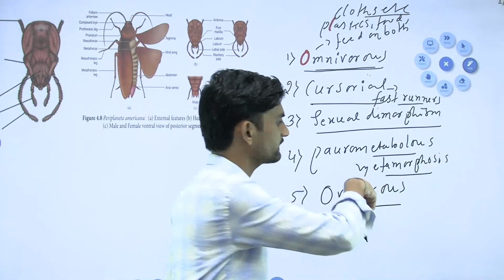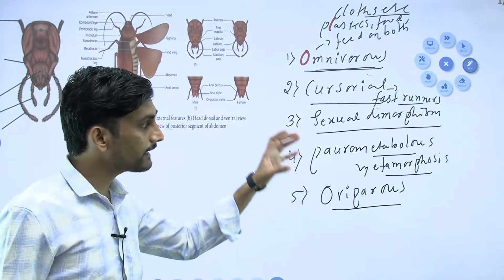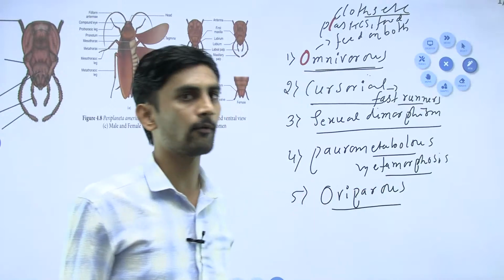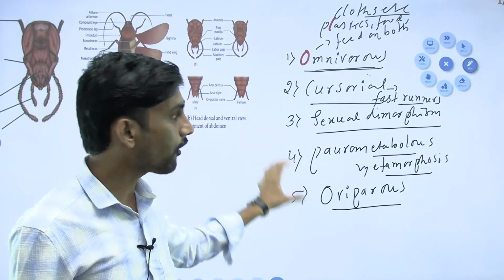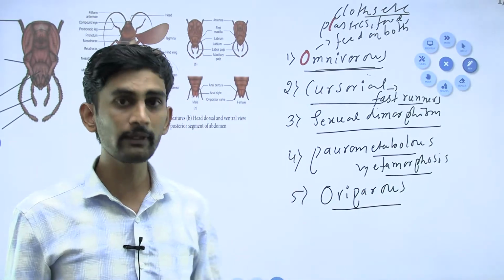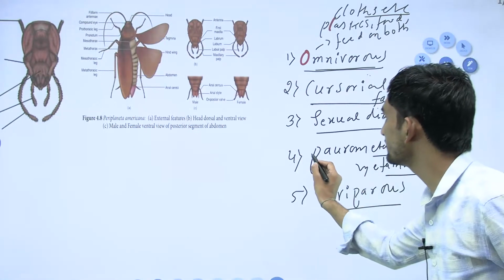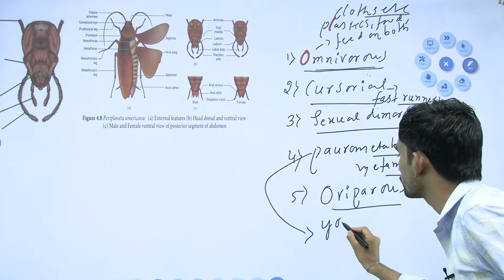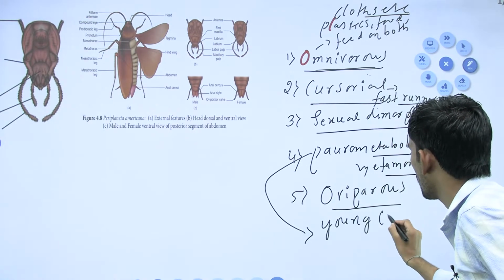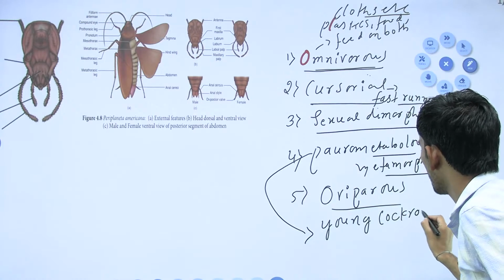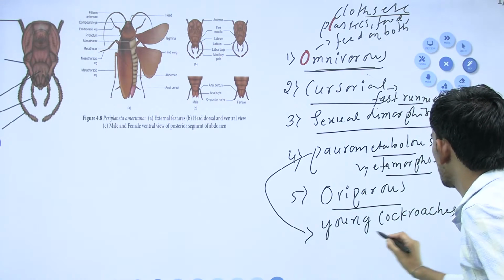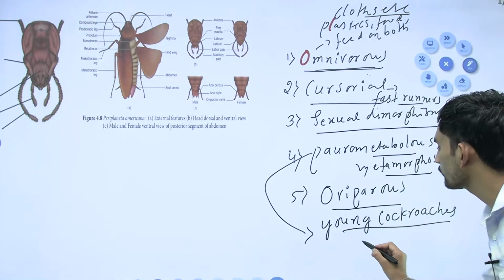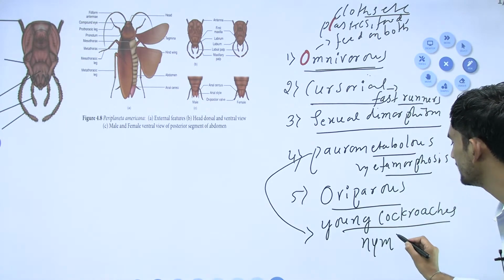Metamorphosis, you already know, is a conversion process, and a specific word is mentioned there. What is meant by that type of metamorphosis? It is called porometabolous type of metamorphosis. In this, after hatching of the egg, they become young cockroaches. These young cockroaches we can also call nymphs.